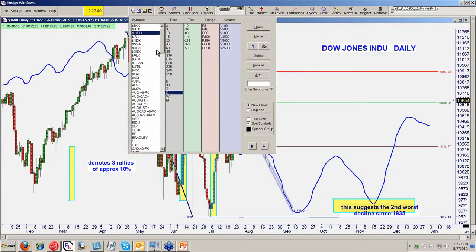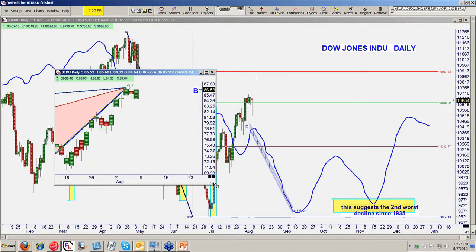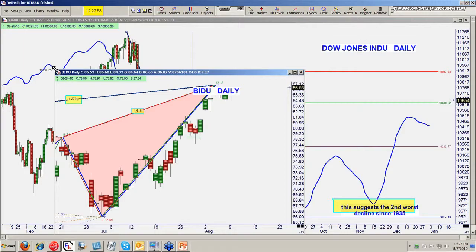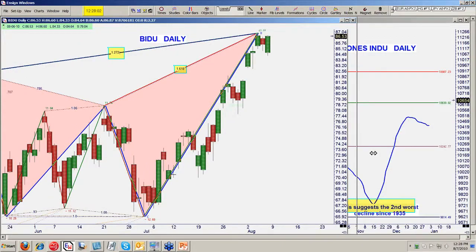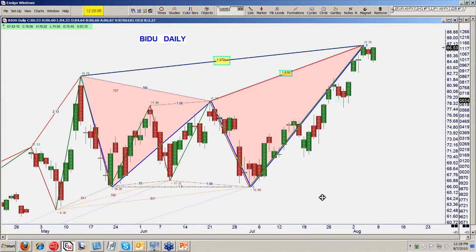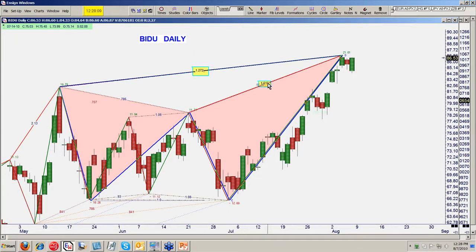let's just pull up something that we haven't looked at. I'll just show you the pattern in Baidu that we're looking at. This is Baidu. This is what you live for. I don't know if this is going to work or not, but this is an absolutely beautiful pattern. You can see you have two expansions coming in at 1.27 and 1.618. The market left a big gap a few days ago, and it's got several of these patterns coming together. And this is what you wait for. You don't have to risk very much, but the probability of it working is quite good.